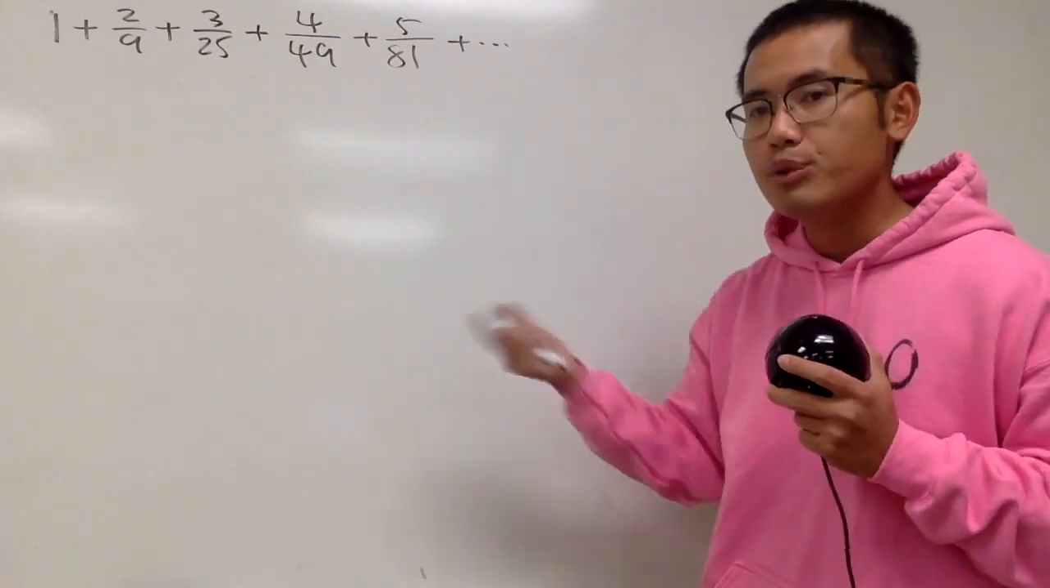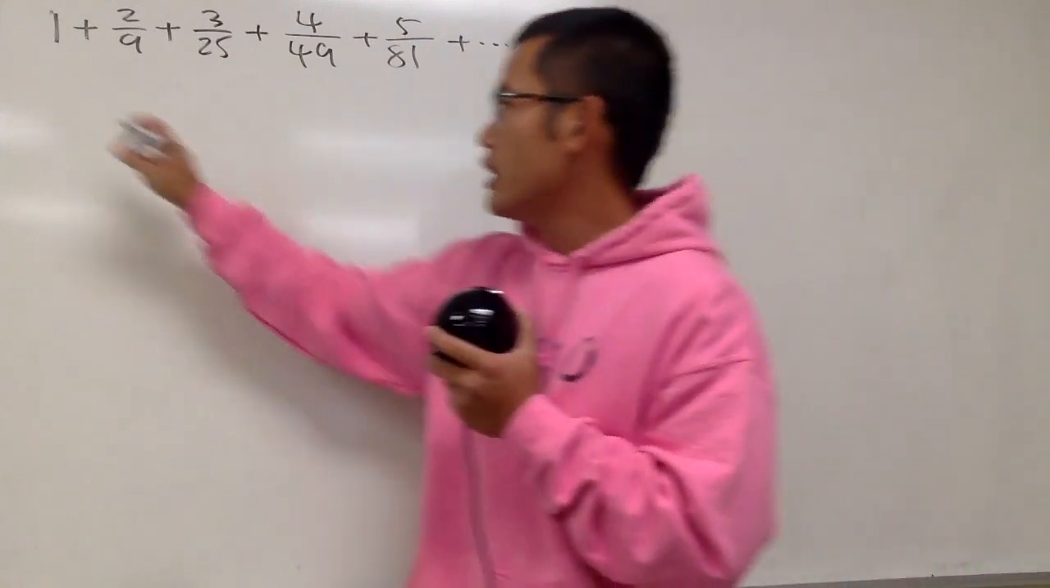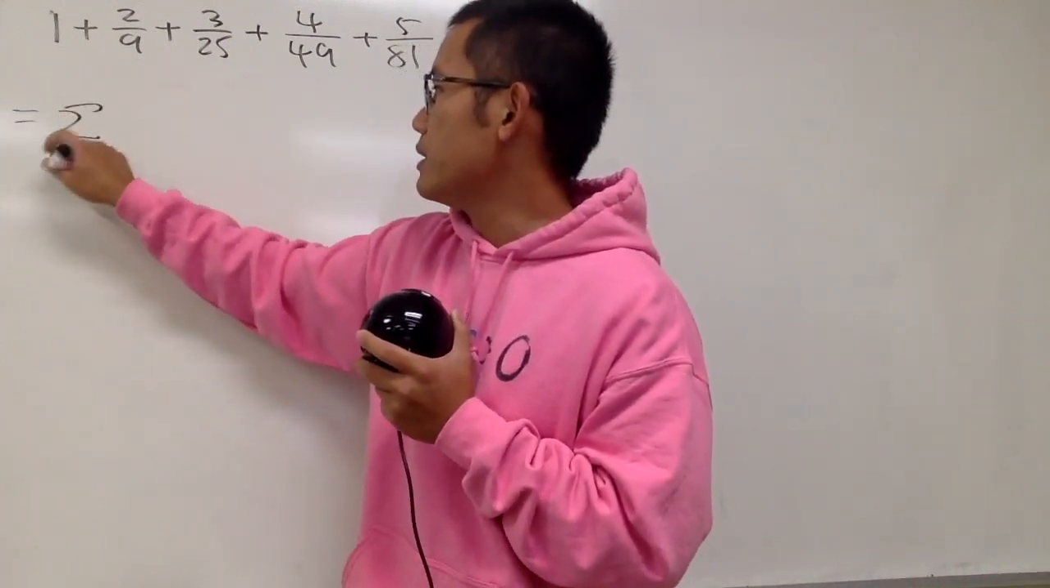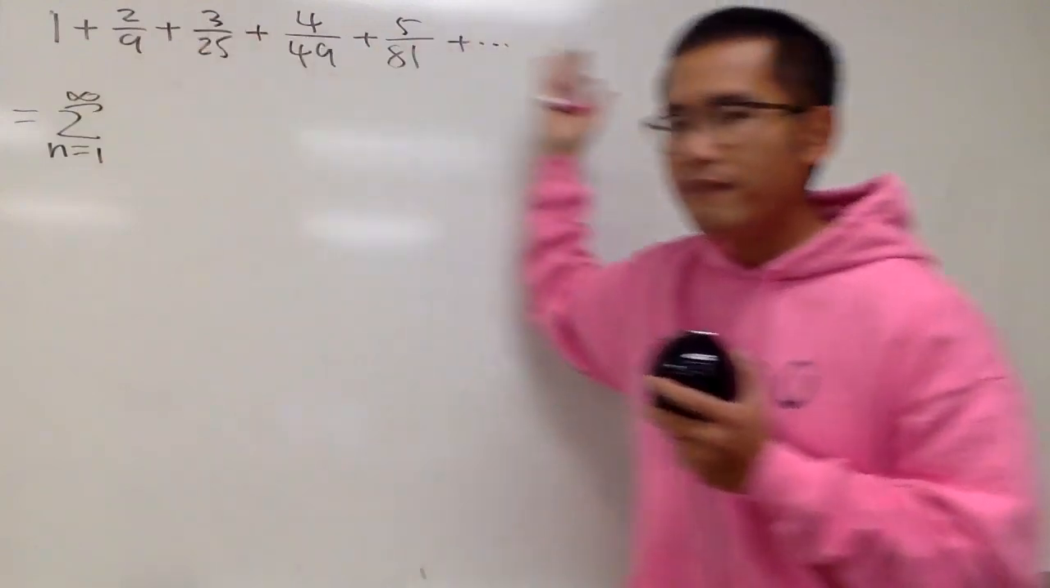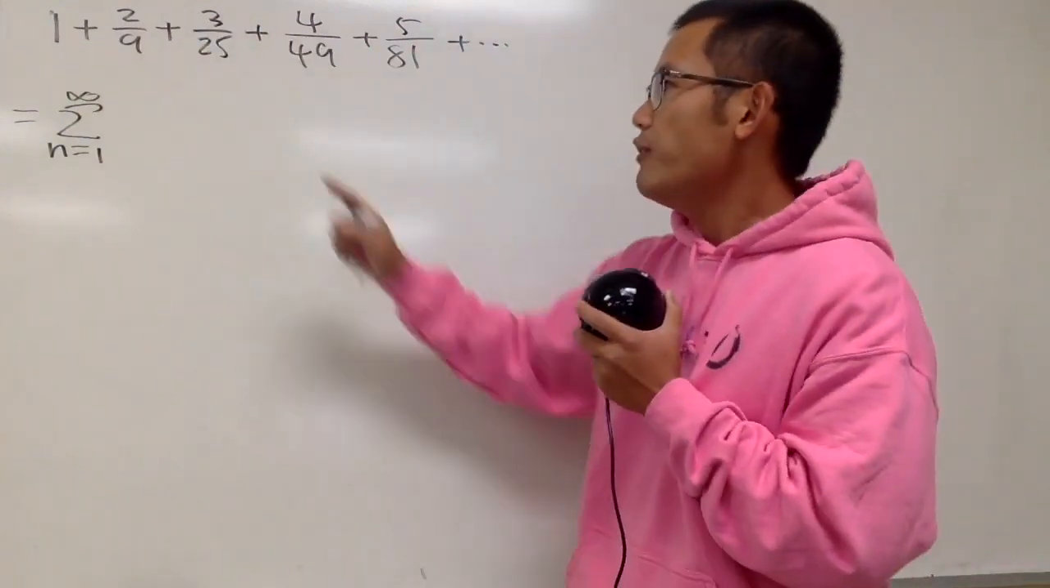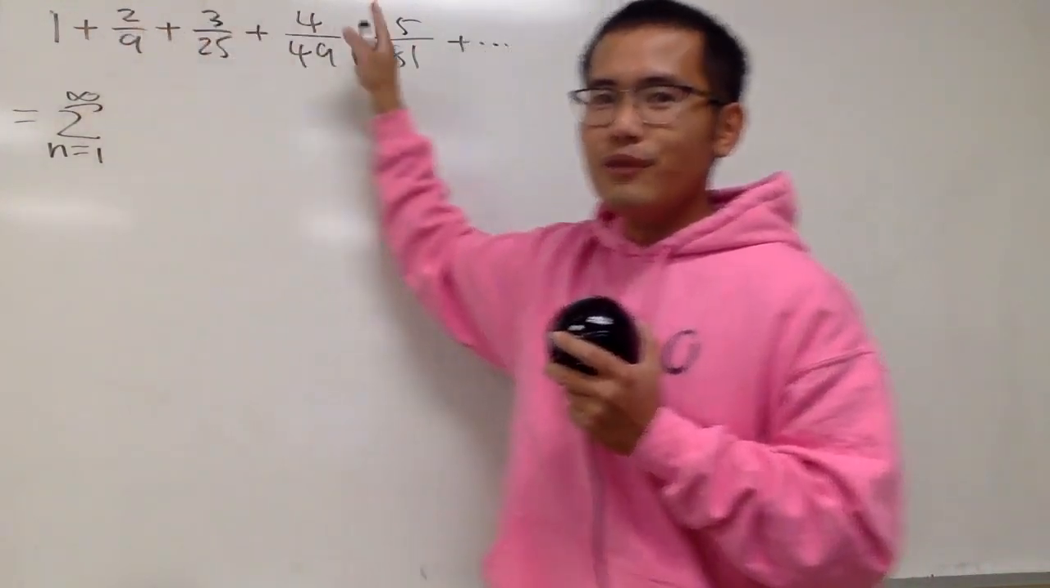We'll first take this and put it into the sigma notation first. So let's go ahead and make that happen. This is when n is equal to 1 to infinity. All right, everybody on the top is 1, 2, 3, 4, 5, and so on.